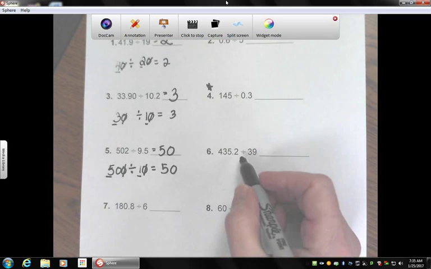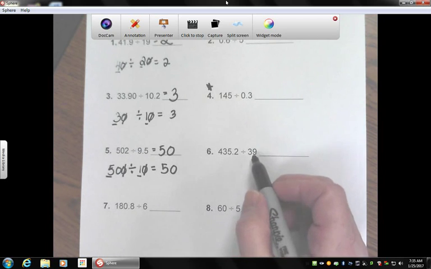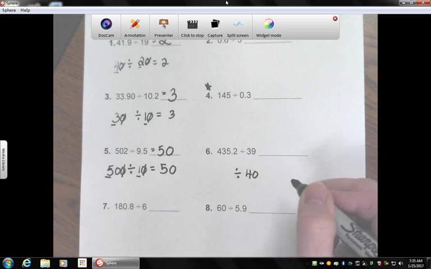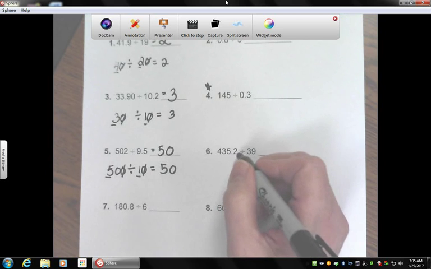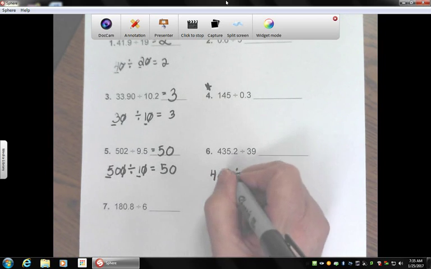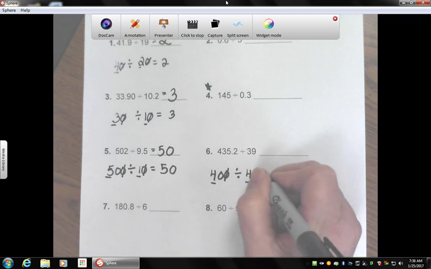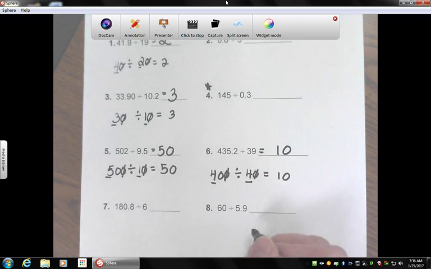Okay, I'm going to move over to number 6 now. 435 divided by 39, I can round 39 to 40. And then I can round 435 and 2/10. I can use the compatible number of 400. Okay, 4 divided by 4 is 1. 2 zeros divide out. My estimated answer is about 10.